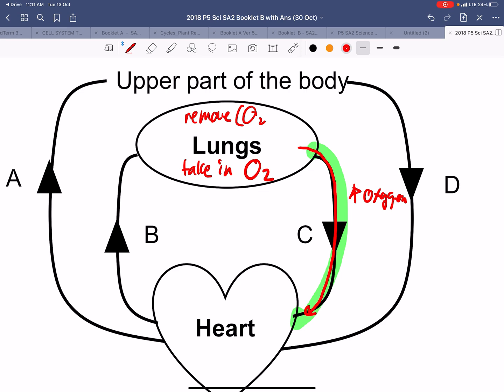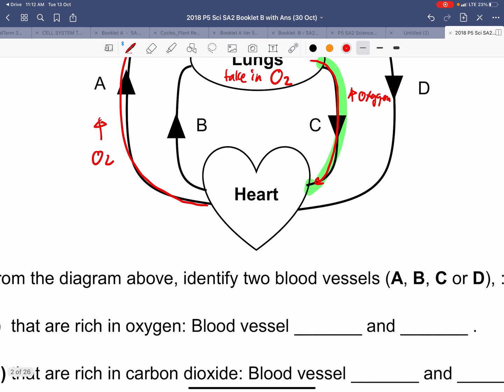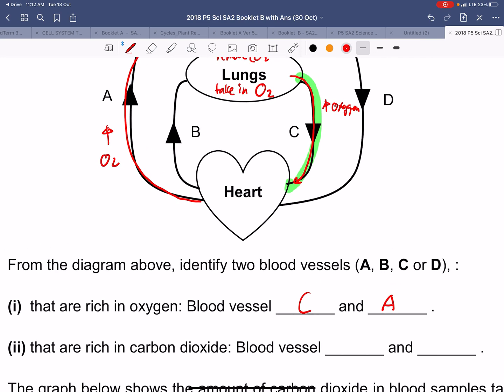Now, then from your heart, when it leaves to go to the rest of the body, it also needs to be rich in oxygen, because it has just arrived from your lungs. And think about it, if it's not rich in oxygen, then why are you sending the blood to the rest of your body? If it's low in oxygen, correct or not? Then it defeats the purpose, because in respiration, you need oxygen. So therefore, your answer is C and A.